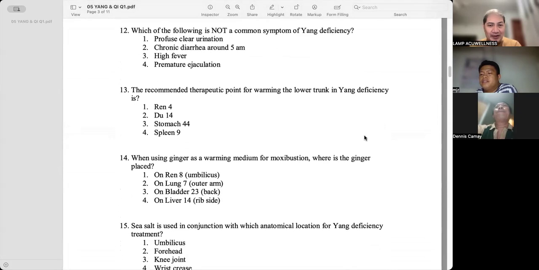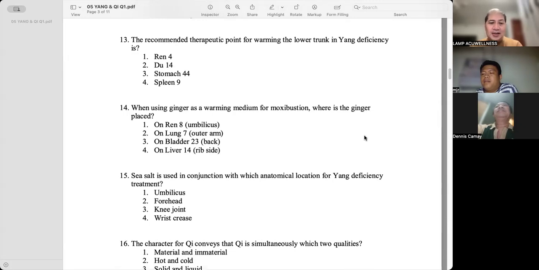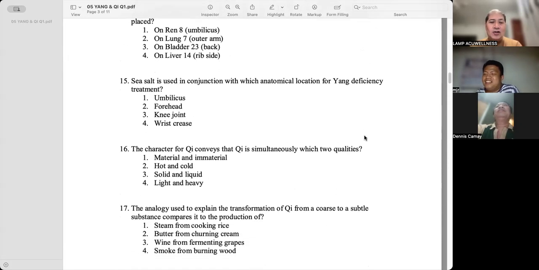Okay. When using ginger as a warming medium for moxibustion, where is the ginger placed? On Ren 8, the umbilicus. Salt is used in conjunction with which anatomical location for yang deficiency treatment? The umbilicus.